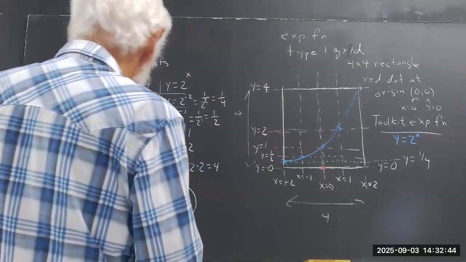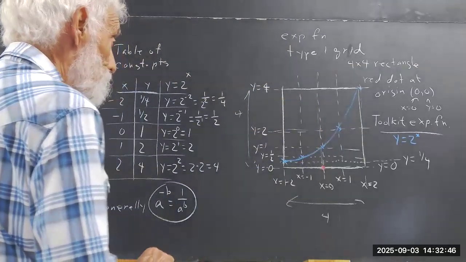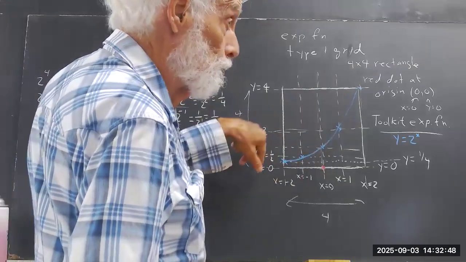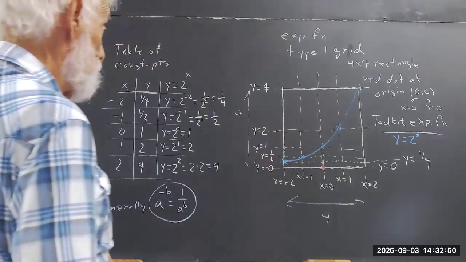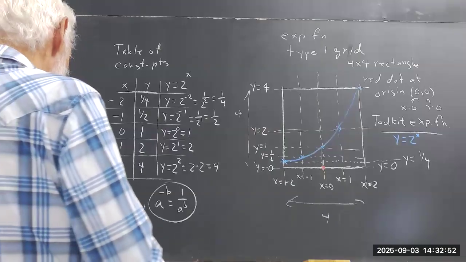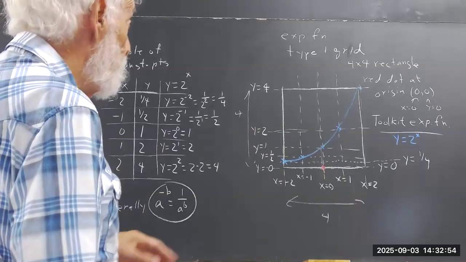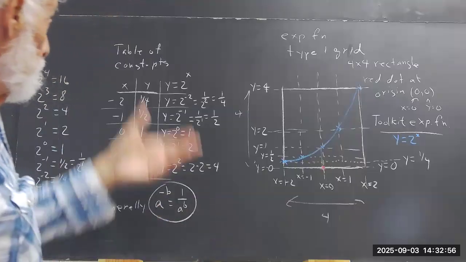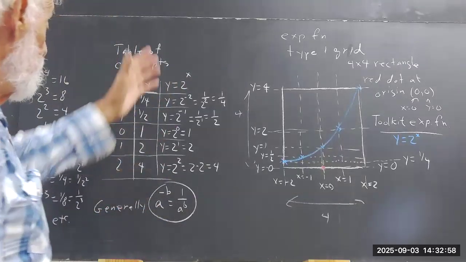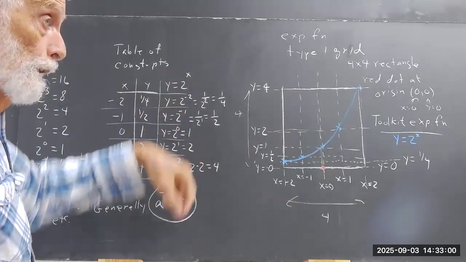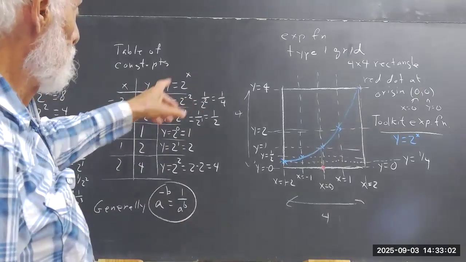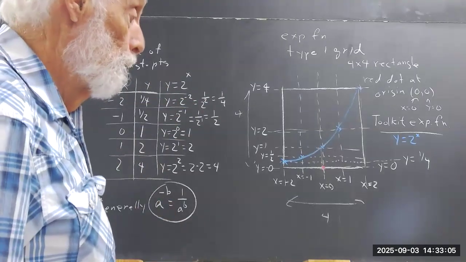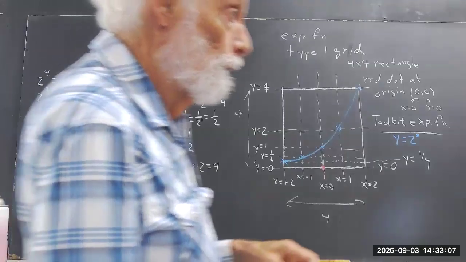Another reason you might want to say that: in some sense, this is the smoothest possible curve in existence, anywhere, mathematically. Okay, well, there's your type 1 grid, your exponential function, your table, and some calculations to go with the table. You absolutely need to know your rules for exponents in order to proceed very far in this course.